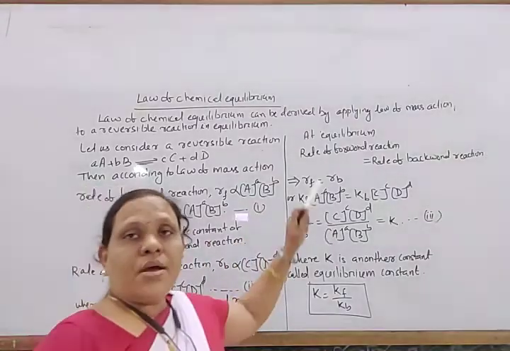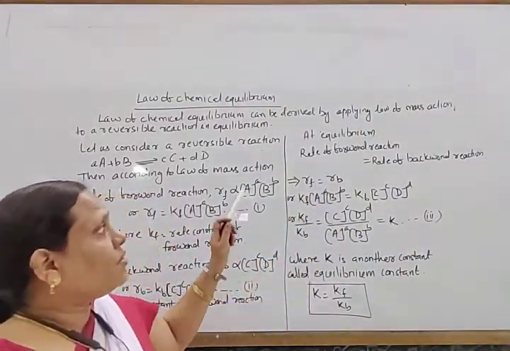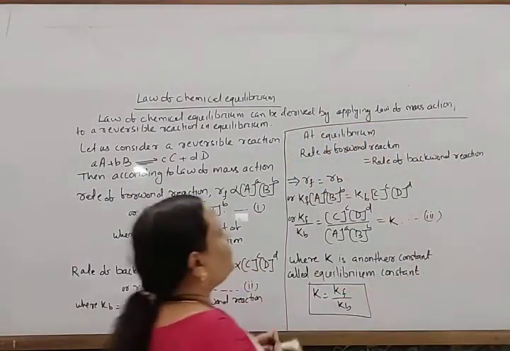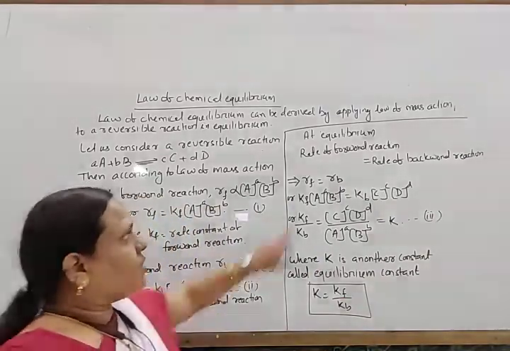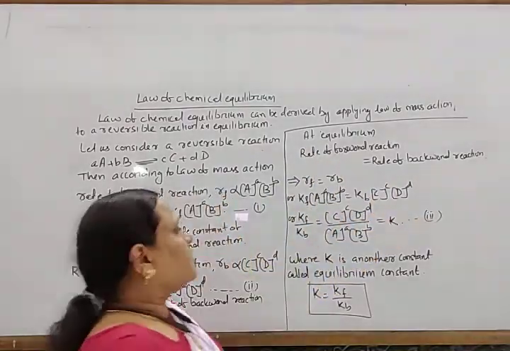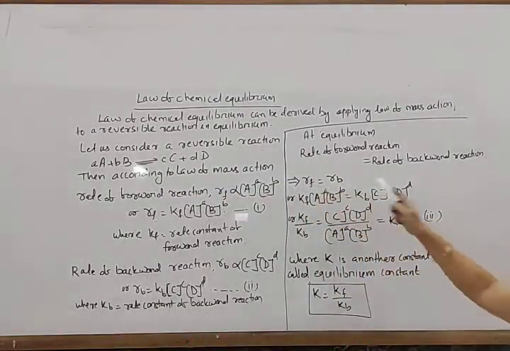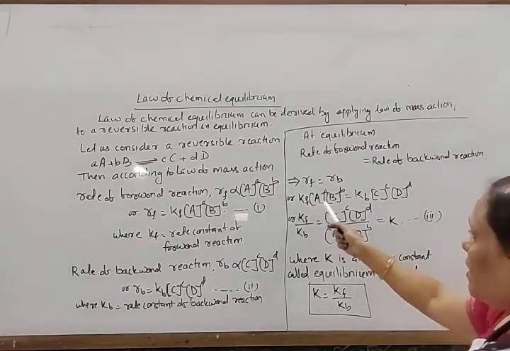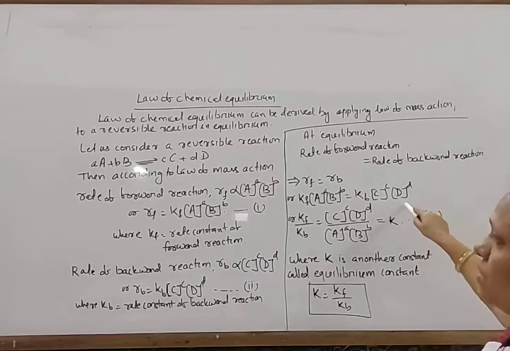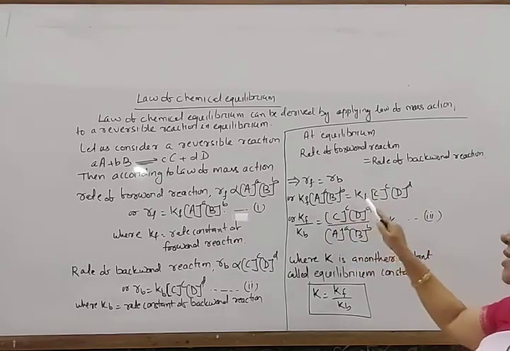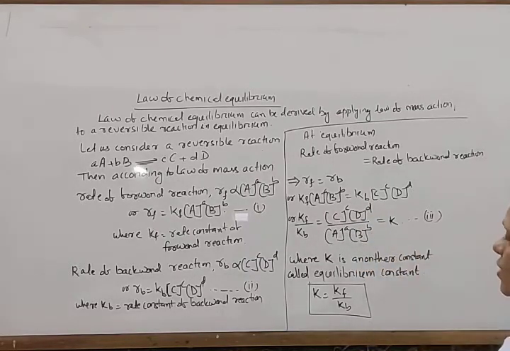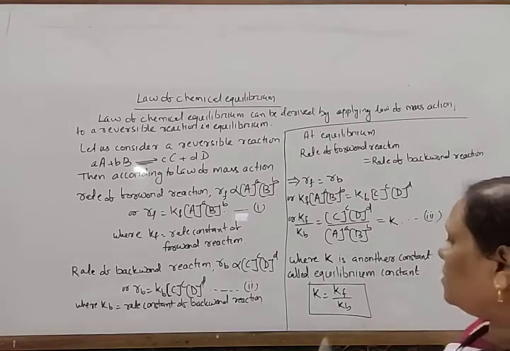But at equilibrium, the rate of forward reaction is equal to the rate of backward reaction. This implies Rf is equal to Rb, or Kf [A]^a into [B]^b equals Kb [C]^c into [D]^d, or Kf by Kb is [C]^c into [D]^d over [A]^a into [B]^b, where K is another constant called the equilibrium constant.